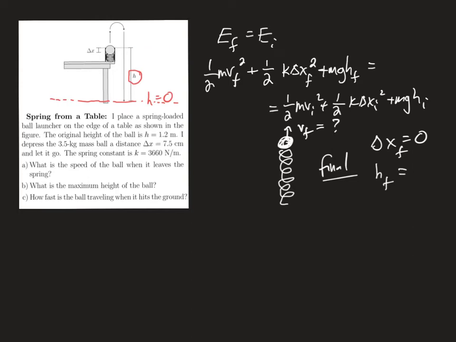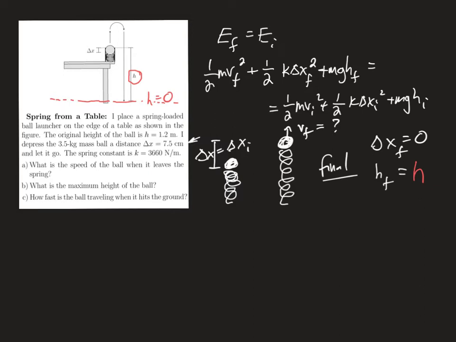If I do that, that means that the final height of the ball is going to be H, the 1.2 meters, because that's the distance that the ball is off the ground when it leaves the spring. Now the initial is going to be the spring compressed by a distance delta x. So that delta x is the initial compression of the spring. So the delta x in there is my delta xi.